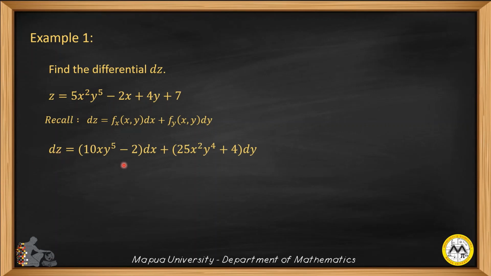Hence, dz will now be given by this expression where 10xy to the fifth minus 2 is just the partial derivative of z with respect to x, and 25x squared y to the fourth plus 4 is the partial derivative of z with respect to y. Hence, dz is given by the sum of the following products: (10xy to the fifth minus 2) times dx plus (25x squared y to the fourth plus 4) dy, or we can express dz in this given form when you multiply the factors as indicated.